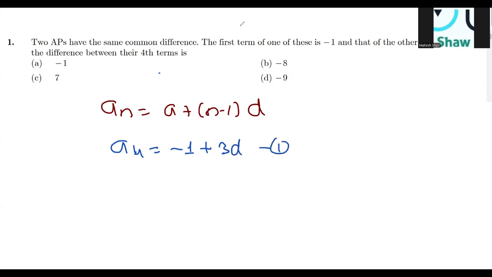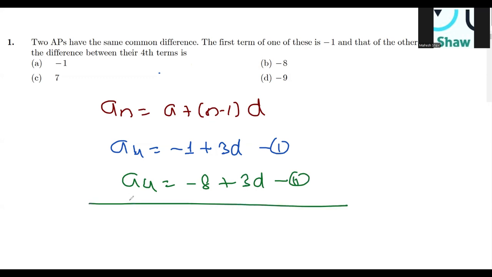That's the first one. Similarly, if I obtain the fourth term of the other AP, now here a is replaced by -8 in this case, plus the common difference is the same here, and n is 4 again, so it's going to be 3d only. That is the second one.